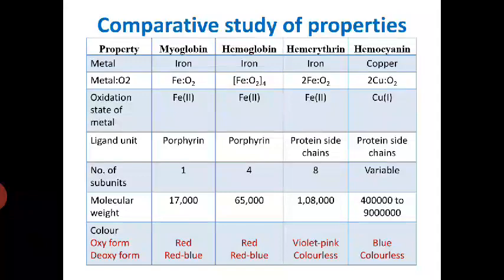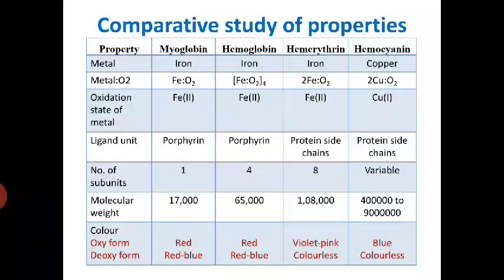So the last one is color. The color varies: when the respiratory pigment is oxidized, it exhibits one color, and when it is in deoxy form, it is some other color. In myoglobin and hemoglobin, when they are oxidized, they are red in color, whereas in deoxy form, they are red-blue in color. Hemerythrin, when it is in oxy form, is violet-pink in color, and it is colorless in deoxy form. And coming to the last one, hemocyanin, it is blue in oxy form.